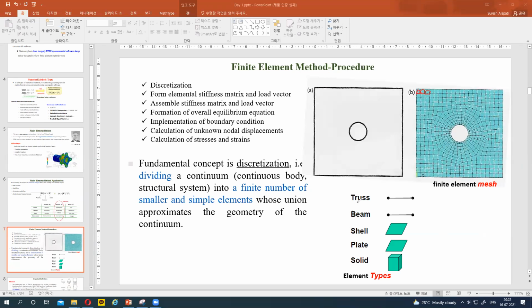So with a finite number of elements, based on the type of body, okay, we can consider the type of element. So for line bodies we can consider this one, and based on type of load and all, we can consider. For two-dimensional bodies, we can consider a triangular element or quadrilateral element. Okay, for three-dimensional bodies, we can consider solid elements. Okay, and also for three-dimensional surface bodies, we can consider shell and plate elements.